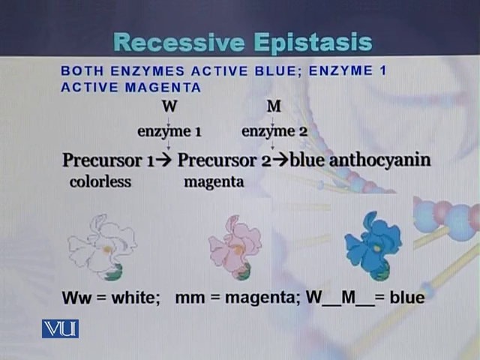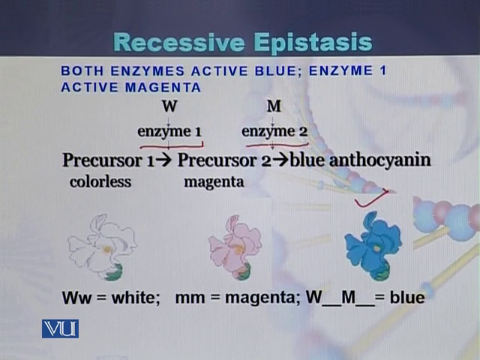In the blue-eyed Mary plant, there are two different enzymes which have a role in the production of color in this plant. Enzyme 1 is produced by one gene, whose name is W. Here is enzyme 1 and here is enzyme 2. If both the enzymes are in active form, meaning both the genes are in active form, then the color of this flower will be blue.